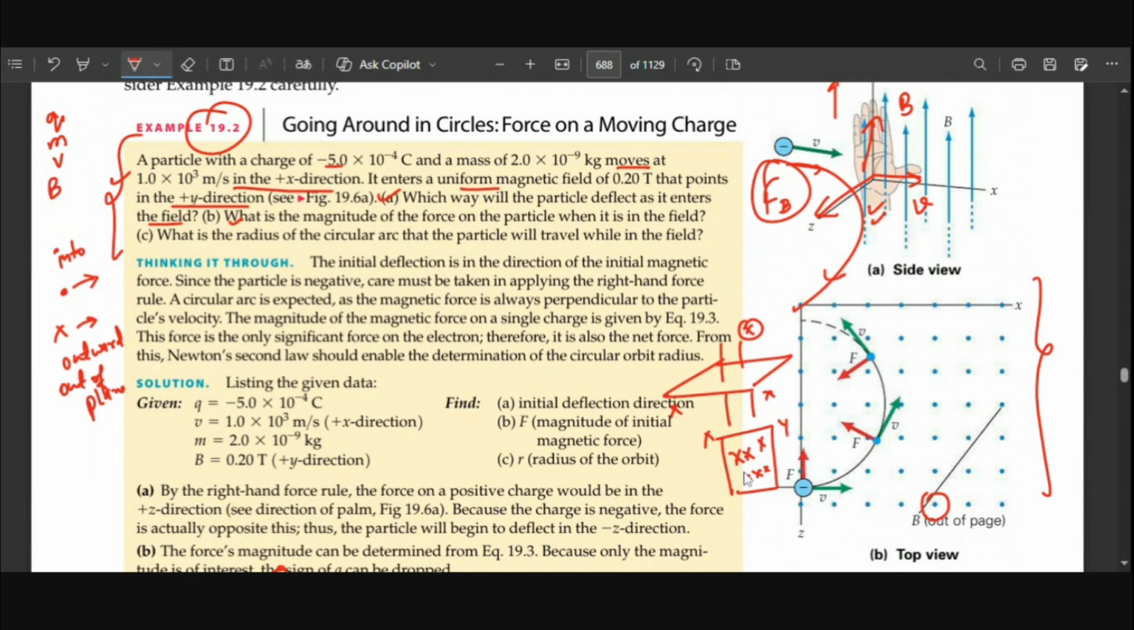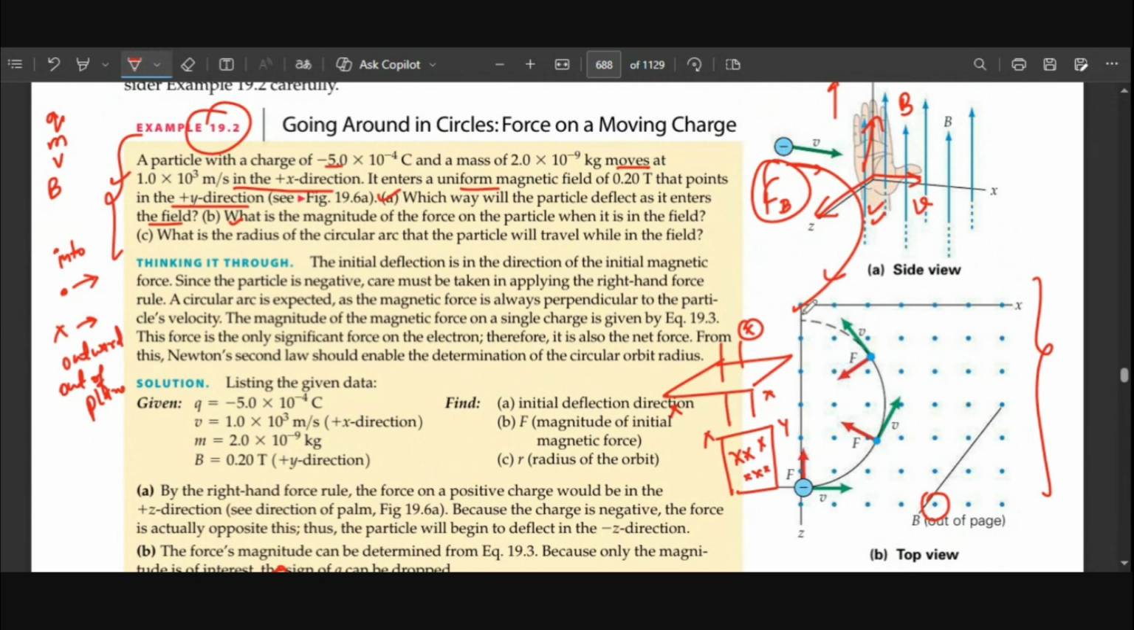Similarly, we'll also represent a dot to represent field coming outward. So here the diagram is drawn in this way that the field is out of the plane, out of the page, coming outward towards you, and the velocity of the particle is given into it like that. So the thing is, we have to find out the radius of the circular arc.